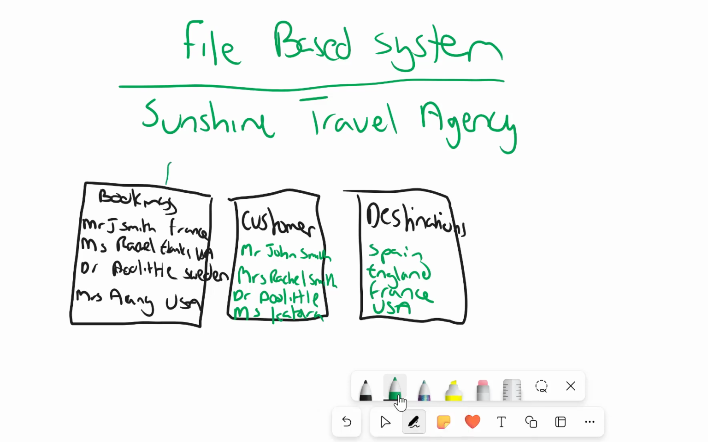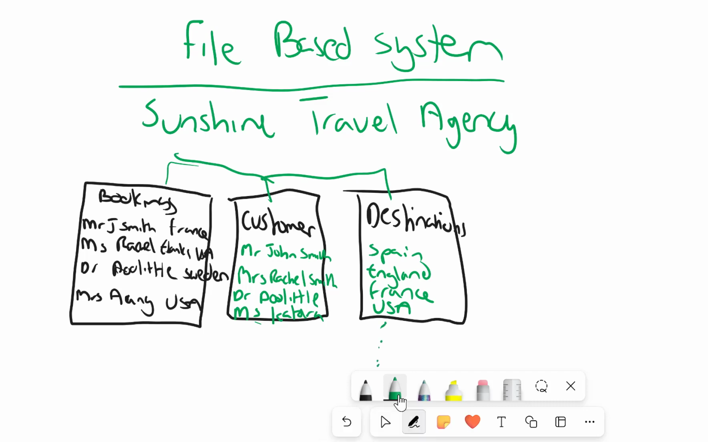So we're keeping this all on our computer in, let's say, a Microsoft Word file. This is a different Word file. So this is our situation. Interesting, but we have some problems. Number one, if I said to you right now, I want you to find me a certain destination, it should be quite easy because we've only got 3 files. So you go to the destination file and you should be able to find England quite easily.